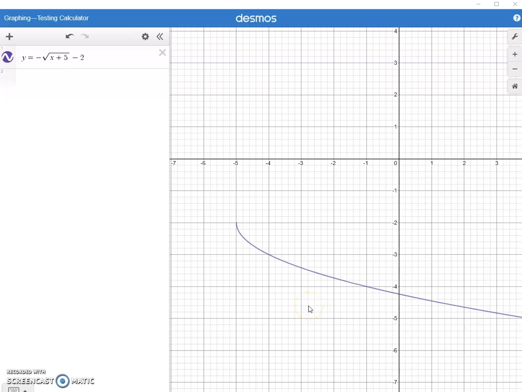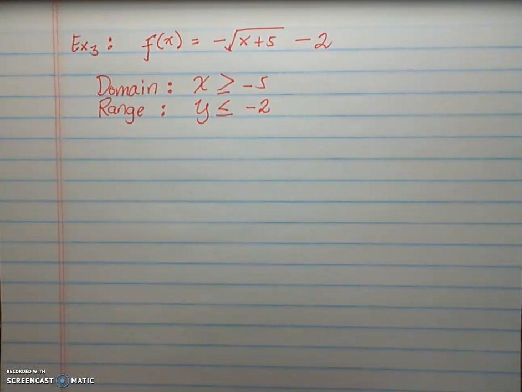Now, let us analyze our range. So again, range are all the y values, and this is your starting y value right here. It's at -2. And then your graph goes down. Therefore, your range are y less than or equal to -2. Let's write that down.